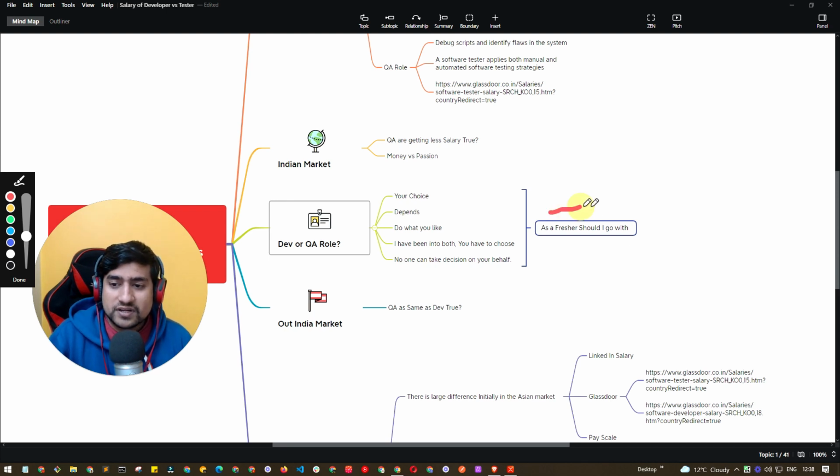And as a fresher, I would suggest writing down the pros and cons for both of the profiles and comparing the salary packages also.